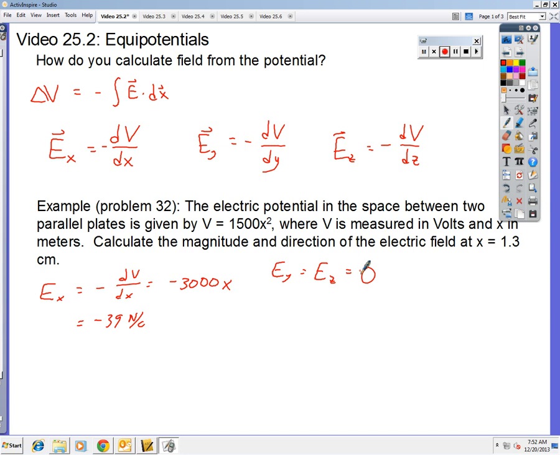The x component is negative 39, so we would write the electric field like this, negative 39 newtons per coulomb i hat.